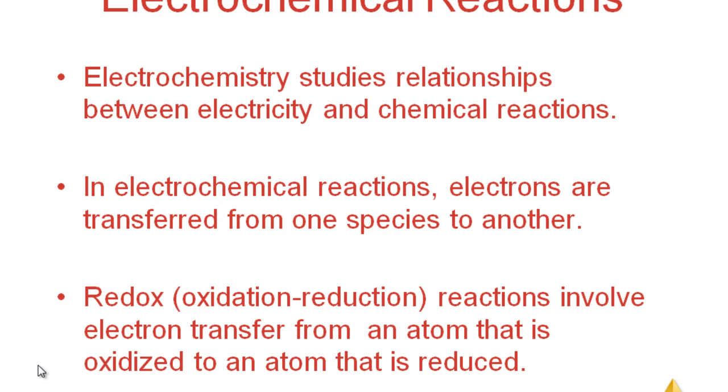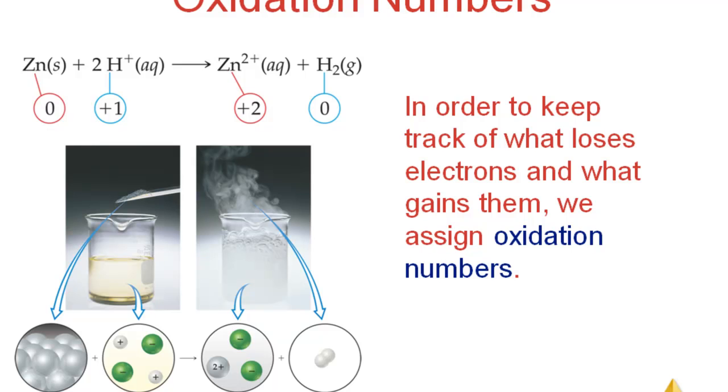Now, this is a little bit of revision in the beginning of this chapter. In chapter 4, we learned about redox reactions, reduction, oxidation. So oxidation reduction reactions, we call them redox reactions. And redox reactions involve electron transfer from one species to another, right? Now, a couple of things to remember or recall. Oxidation numbers. Remember what is oxidation, what is reduction?